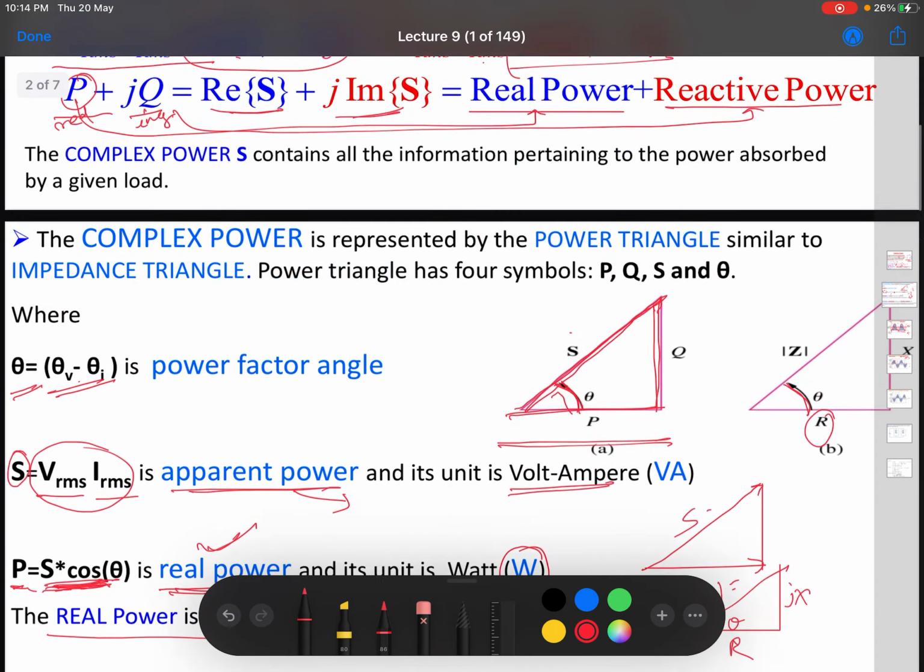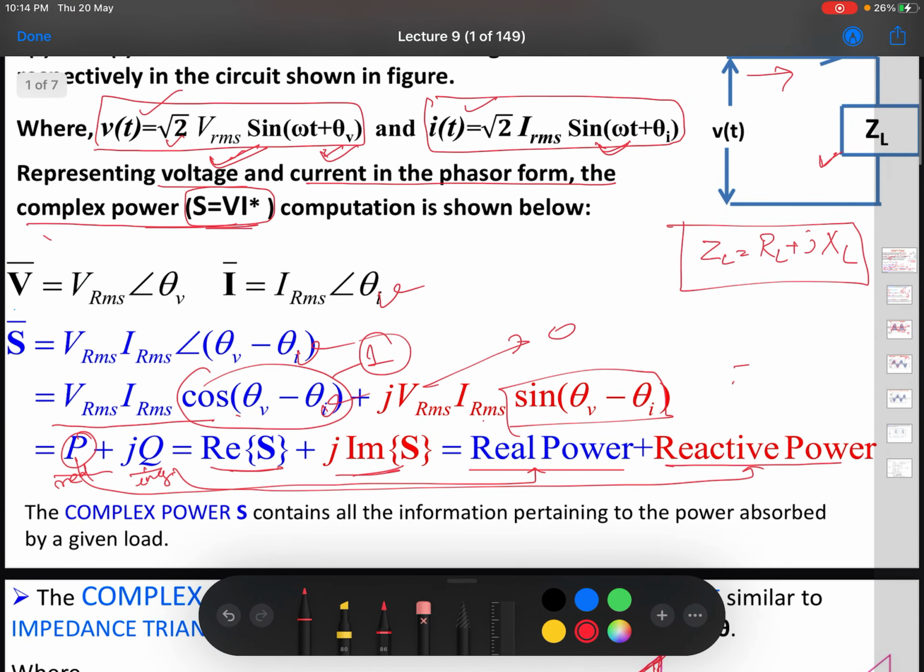Okay, so if you go back to this, this theta here is 90 degrees. So the angle between these is 90 degrees, the cosine part becomes cos 90 degrees, which is 0, and therefore the real part is 0. In the case of a purely inductive circuit, the real part would be 0 and only reactive power would be there.